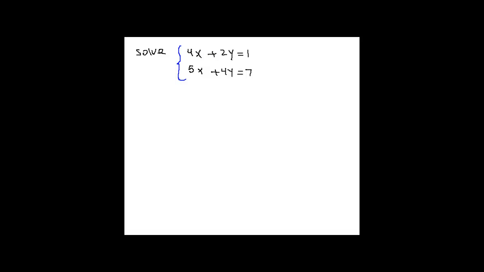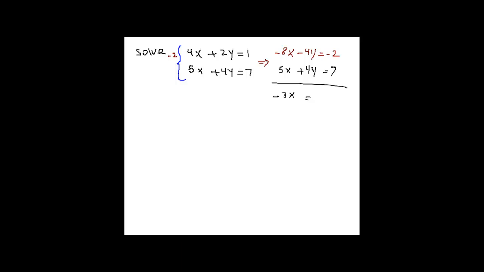If I multiply the top row by -2, then the first equation turns into -8x minus 4y is equal to -2. And the second equation would be 5x plus 4y equal to 7. So now we have the coefficients of y opposite of each other. So if I simply add these two, what do we get?